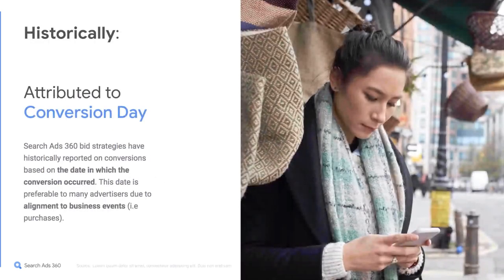So, giving you a bit of background, historically, conversions were always attributed to conversion day, and this has happened for the last maybe 3 or 4 years. What this means is, if a conversion happens yesterday, irrespective of the click path, it's attributed to yesterday itself. And the conversions coming tomorrow will be attributed to tomorrow. This aligns very well with business events. You want to see when the purchase happened. But when conversions are attributed to conversion day, you might be undervaluing some of the click paths.